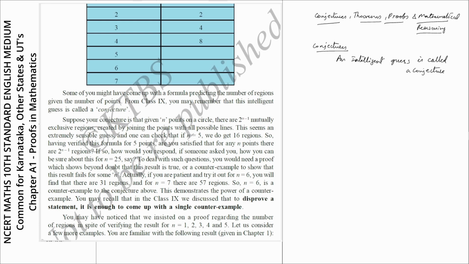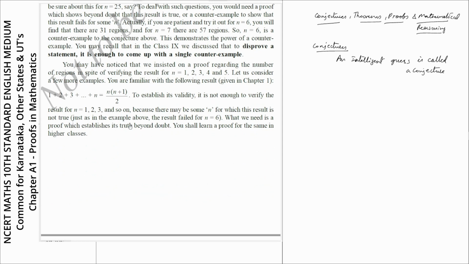There is another example in the textbook. Here you can see the sum of the series 1 plus 2 plus 3 up till n terms is given by the formula n into n plus 1 by 2. This itself is a statement. You have studied this in the arithmetic progression chapter. So this statement should be true for all values of n. Maybe for some values of n this statement is false, but until then we'll assume that this statement is true.